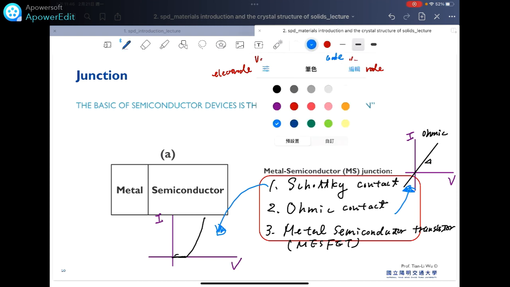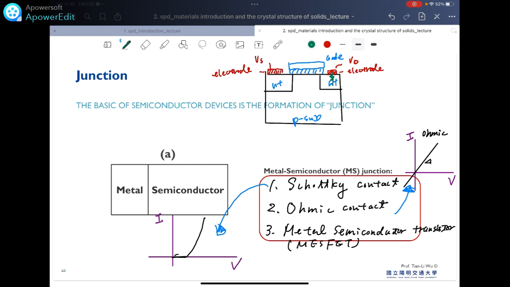There's always a resistance here. And we call this the contact resistance, RC. So ideally, if we want to make a good source drain or good MOSFET, we should make our RC as small as possible. Once you make an ohmic contact, your contact resistance is smaller, then most of the current can flow out and reach the drain side here. So that's the idea behind it.